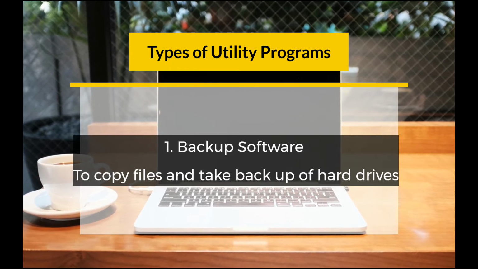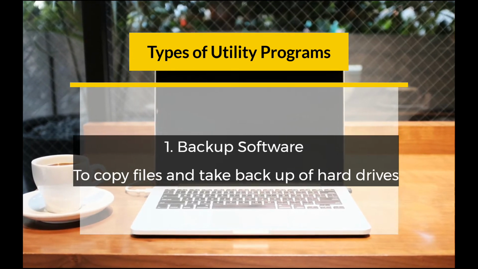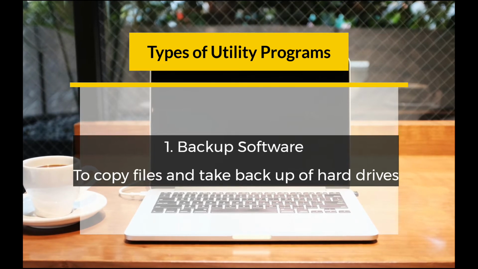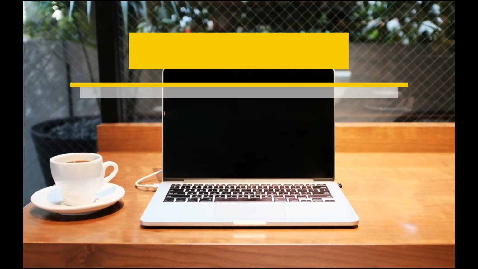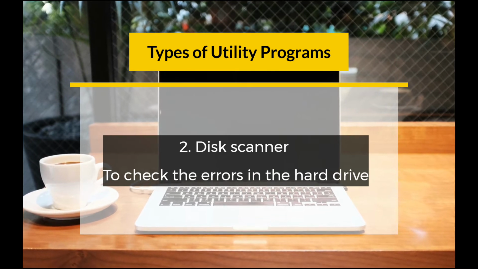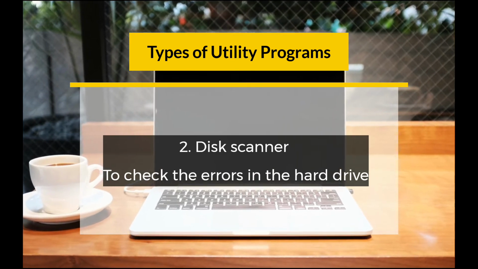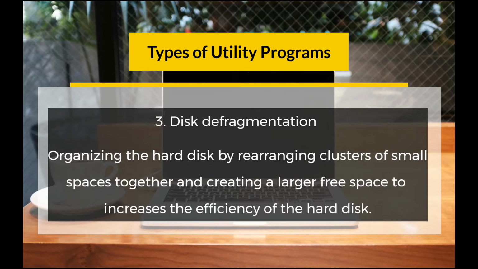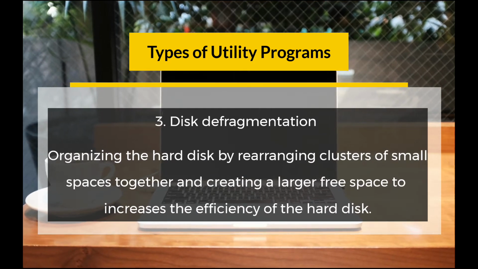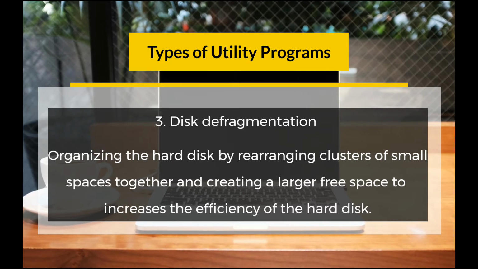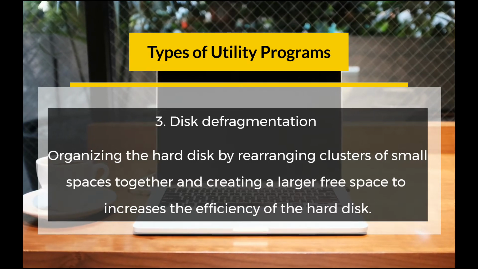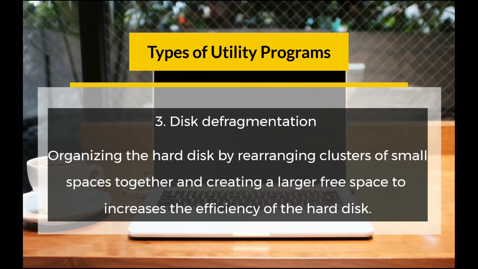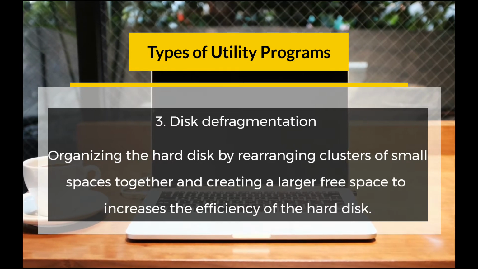Number 1. Backup software. Backup software can be used to copy files and take backup of hard drives. Number 2. Disk scanner. Disk scanners can be used to check the errors in the hard drive. Number 3. Disk defragmentation. Organizing the hard disk by rearranging clusters of small spaces together and creating a larger free space to increase the efficiency of the hard disk can be called disk defragmentation.